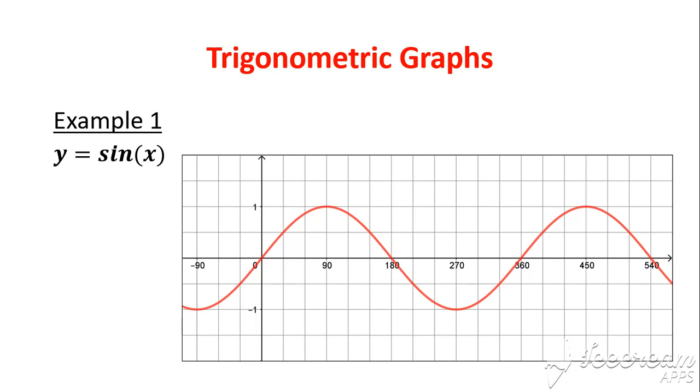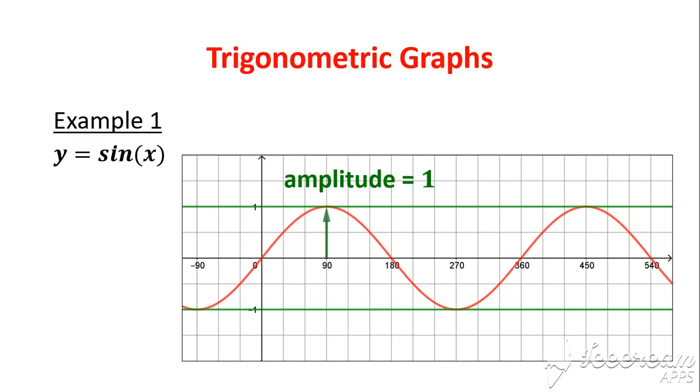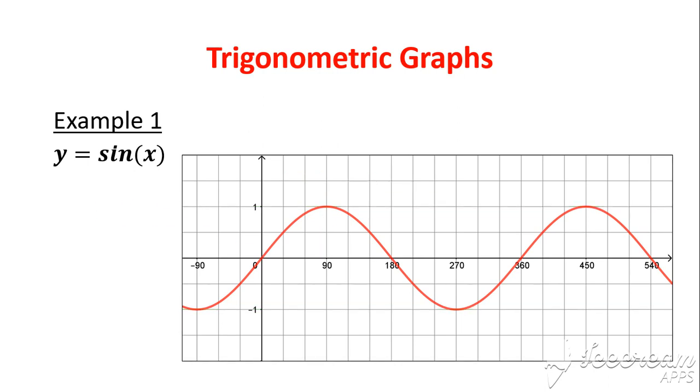Right, now a couple of features you need to be familiar with. The graph does not go greater than 1 or less than negative 1. And we're going to talk later on in an upcoming video about this word called the amplitude. The amplitude of y equal to sine x is 1. Right, well the sine graph passes through the origin at the point 0, 0.